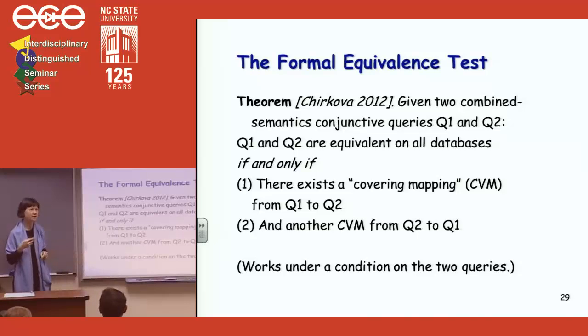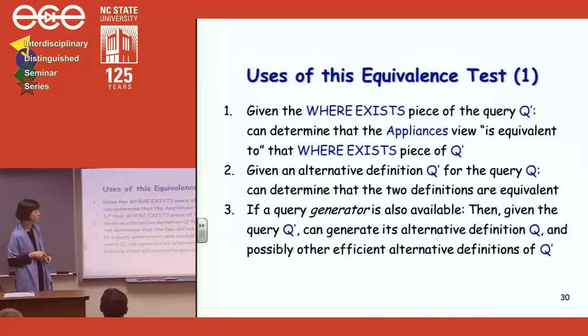So those are really very interesting, complex beasts, those queries. Okay, so two queries are equivalent if and only if you have mappings in two directions. So how can we use this test? This is exactly what we've seen before, right? These were the questions that we were asking. So now we can answer those questions using this test.